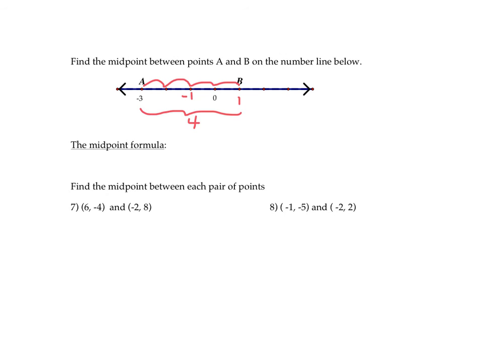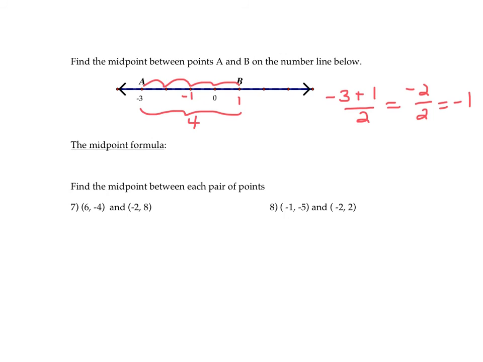Well, if you want to do it mathematically, you can take the coordinate for point A, which is -3, add it to the coordinate for point B, and then divide it by 2. -3 plus 1 is -2. Divided by 2, we get -1.